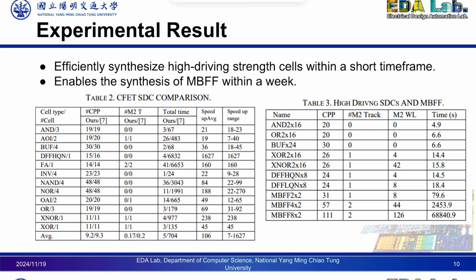Okay, let's go through the experimental results. These are the cell types. For the N-type family, we use 3 different N cells, and these are the cell area, the metal tracks we occupy, the number of M2 tracks we occupy, and the total runtime and speed up.